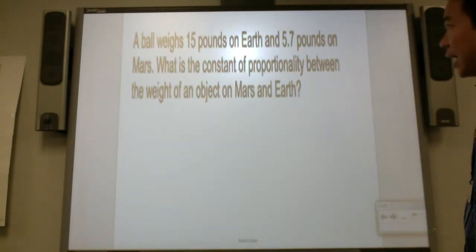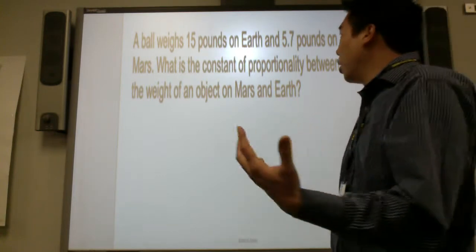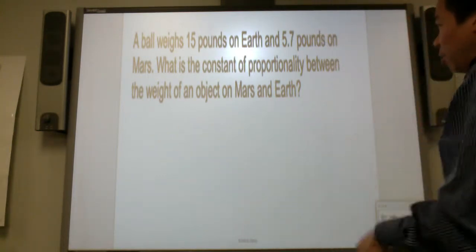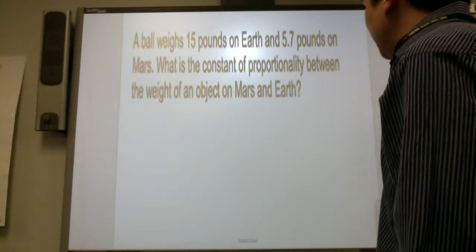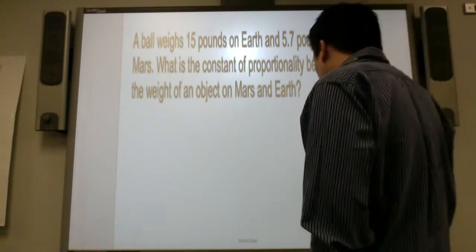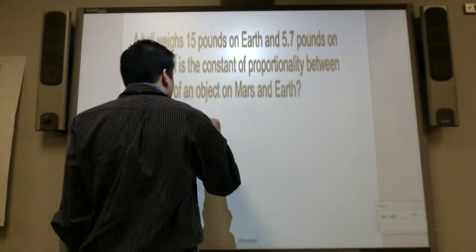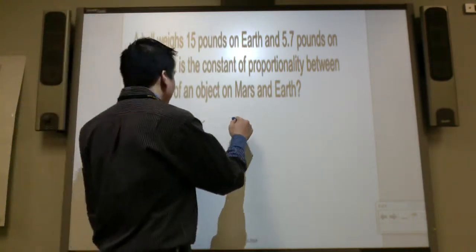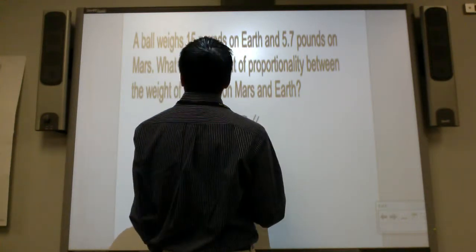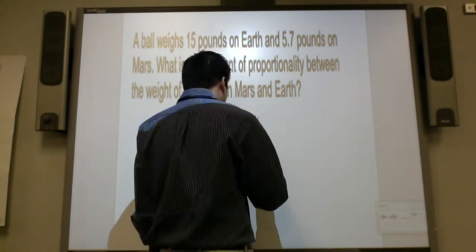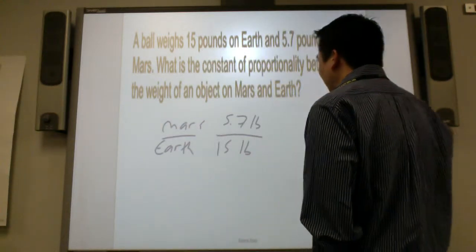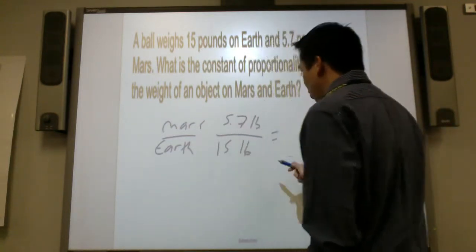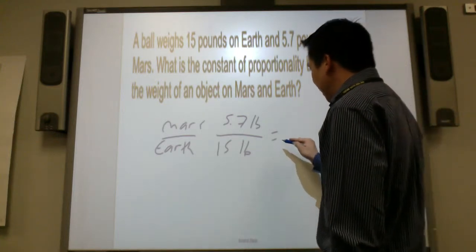And last but not least, a ball weighs 15 pounds on Earth and 5.7 pounds on Mars. So as you can tell, on Earth, there's more gravity than on Mars. What is the constant of proportionality between the weight of an object on Mars and Earth? So what's the weight on Mars? 5.7 pounds. What's the weight on Earth? 15 pounds. So I would like you to find this ratio here. You simplify this.